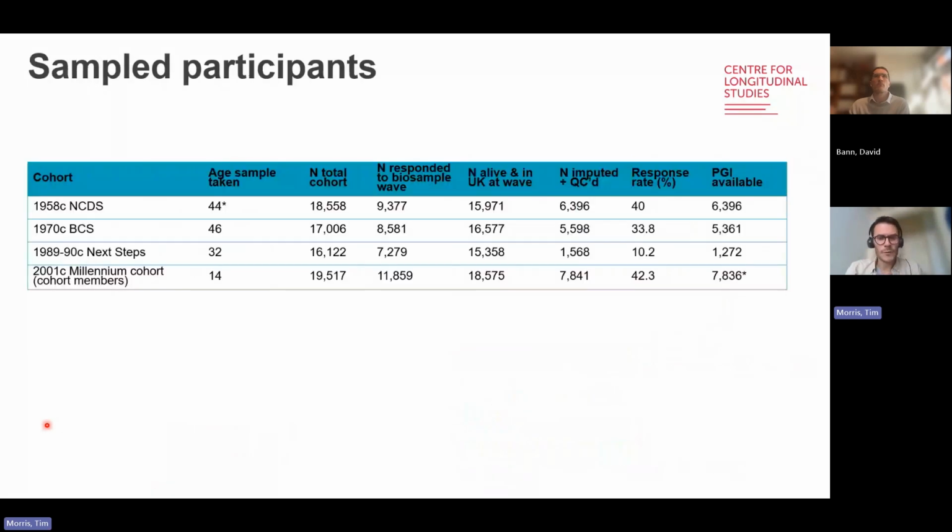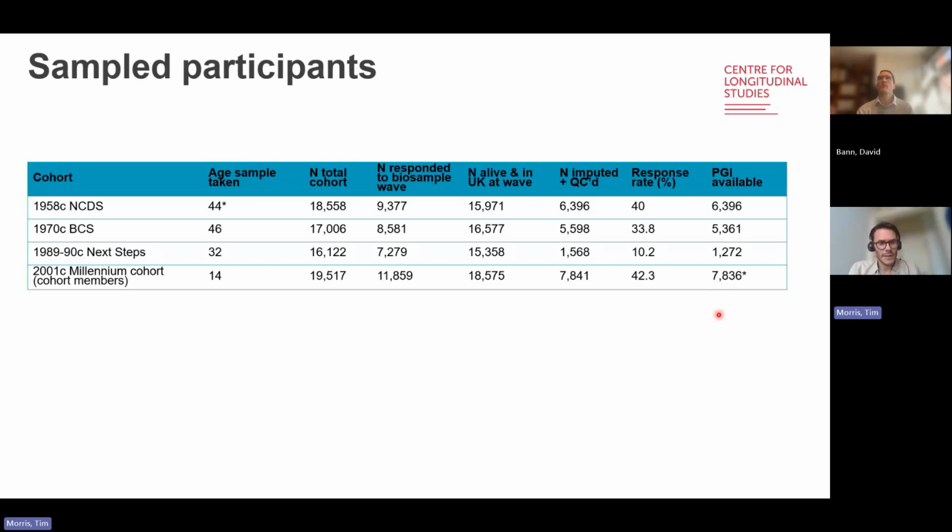Then if we think about who's in these data, we've got a big table here showing across the CLS cohorts the ages that the samples were taken, total cohort number, the number who responded to the biosampling wave, etc. And this column here gives the total number we have imputed QC data for in each of the cohorts. And then we've calculated the response rate here, which is based off of the number imputed and QC'd of those who were alive and in the UK at the biosampling wave. Those are the ones who were eligible to participate. And then over on the right, we've got the numbers who we have PGIs available for.